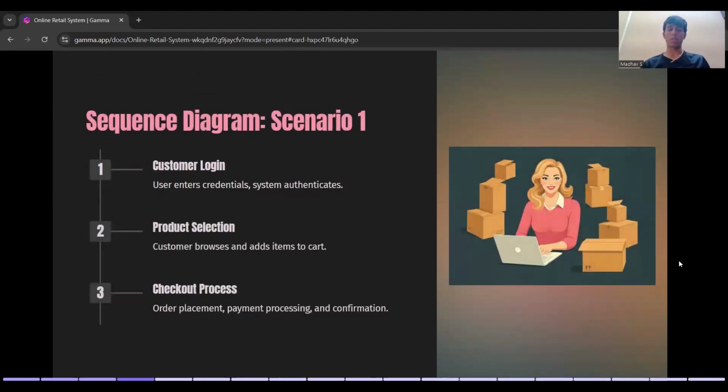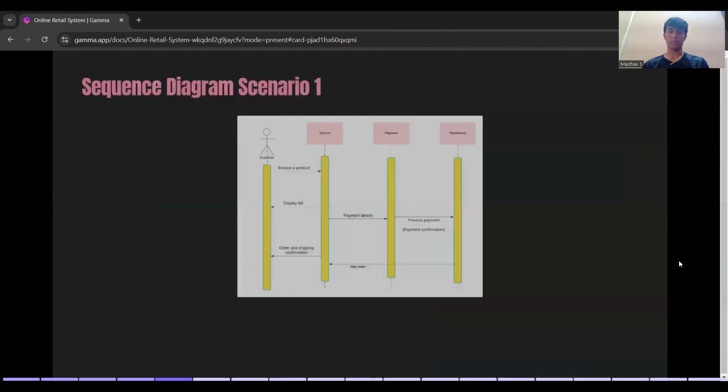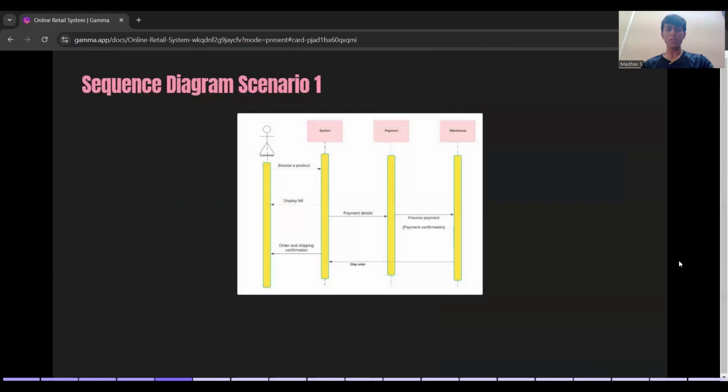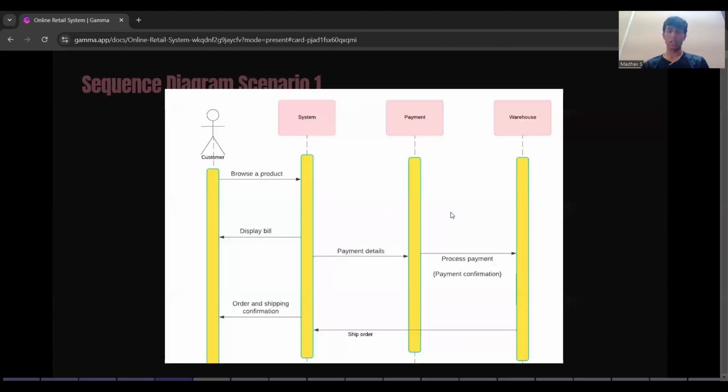This is another diagram called sequence diagram. In my sequence diagram, there are two scenarios, scenario 1 and scenario 2. In scenario 1, there is customer login, product selection, and check processes. Basically, in this scenario, the customer buys a product. In this diagram, there are four entities called customer, system, payment, and warehouse.